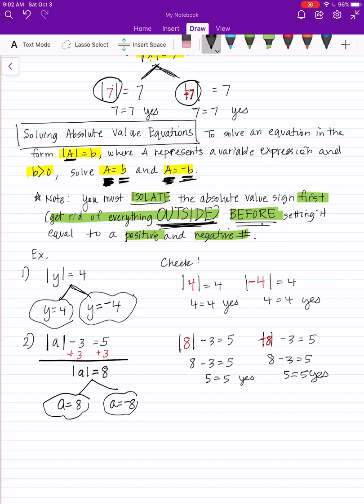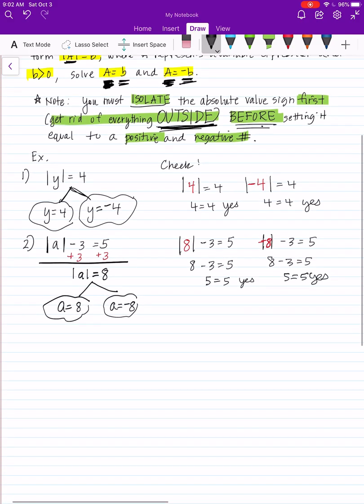Okay, now let's do number 3. Because I think what you're thinking, oh, well, this is pretty easy. You just kind of get 8 and negative 8, but that doesn't always happen. And let me show you the next example. So the next example is the absolute value of 2p plus 5 is equal to 11. Now, do I have anything on the outside of this absolute value? And the answer is no.